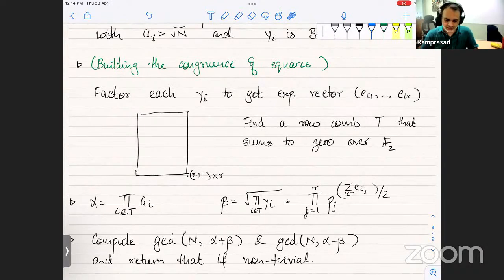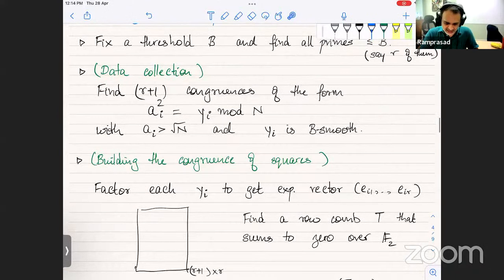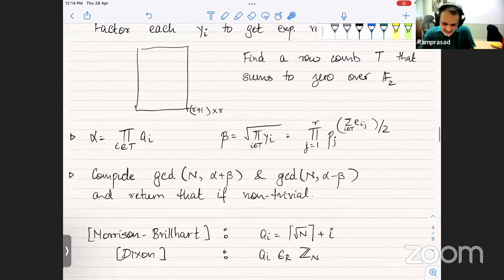There is a very small difference between the Morrison and Brillhart algorithm and Dixon's algorithm, which is just in how you find these ai's. What do you choose as your ai? In Morrison and Brillhart's approach, ai happens to be the square root of n plus i. So a1 looks like square root of n plus 1 the whole square, then square root of n plus 2 the whole square, etc.